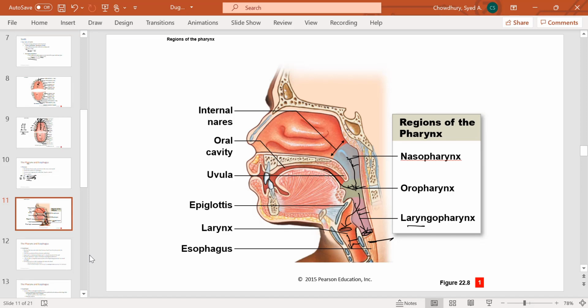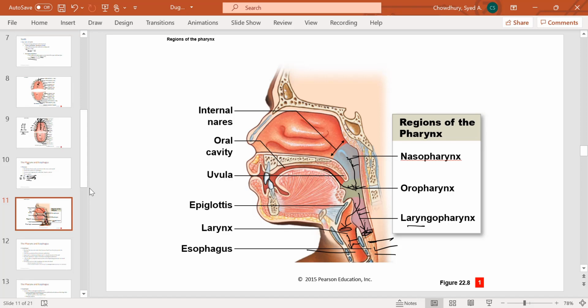Make sense? And they get separated because we know that air should go to the lung, so they should take a different route, and the food bolus should enter into the stomach. So this esophagus will take the food to the stomach, and this larynx will take the air to the lungs. Make sense? Okay.